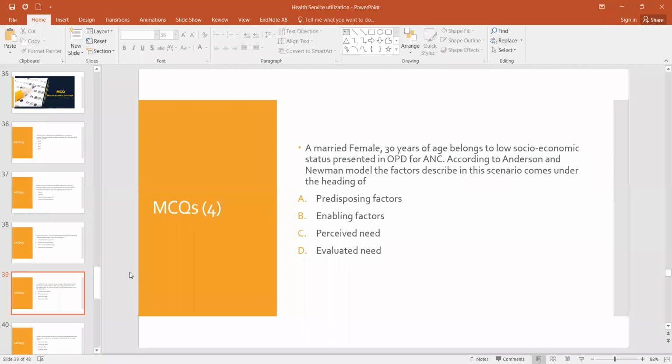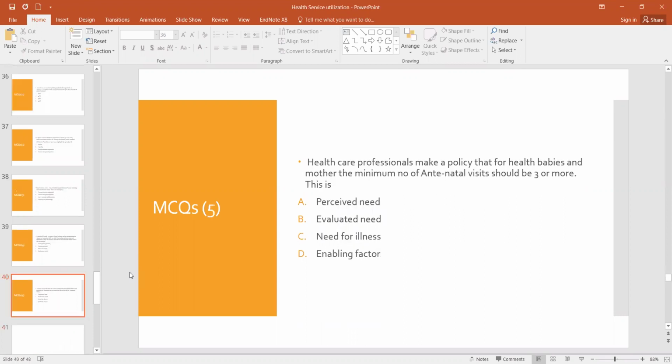A married female, 30 years of age, belonging to low socioeconomic status, presented in OPD for antenatal care. According to the Andersen and Newman model, this factor described in the scenario comes under the heading of predisposing factor, enabling factor, perceived need, or evaluated need. Right answer A, predisposing factor.